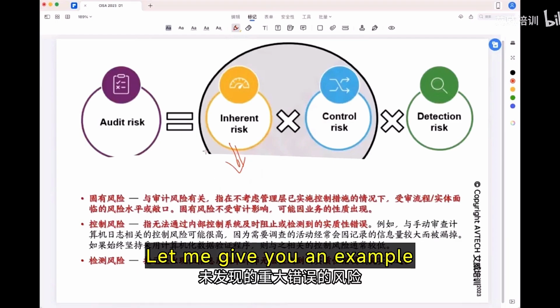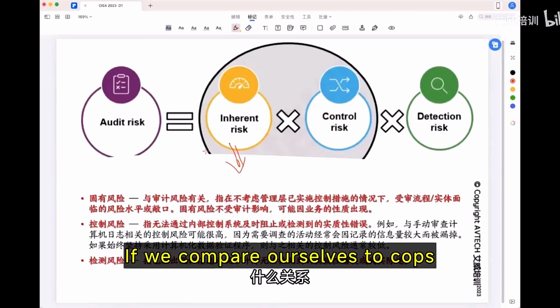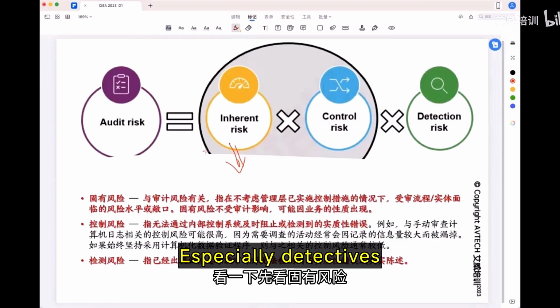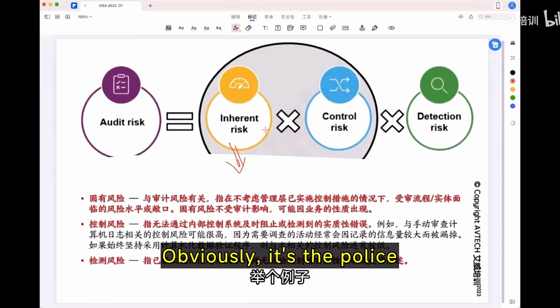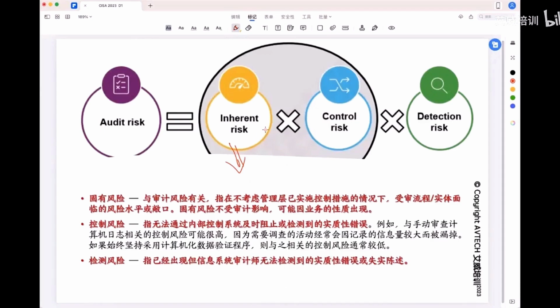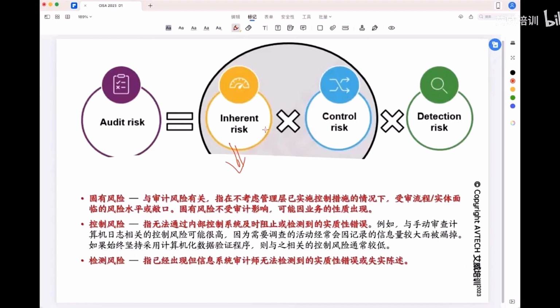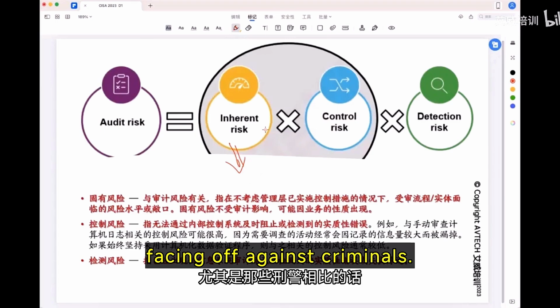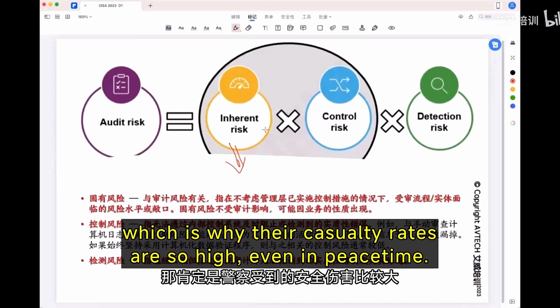Let me give you an example. Take us regular folks. If we compare ourselves to cops, especially detectives, who's in more danger? Obviously, it's the police. But why is that? They're constantly on the front lines, facing off against criminals. They're always in the thick of it, which is why their casualty rates are so high even in peacetime.